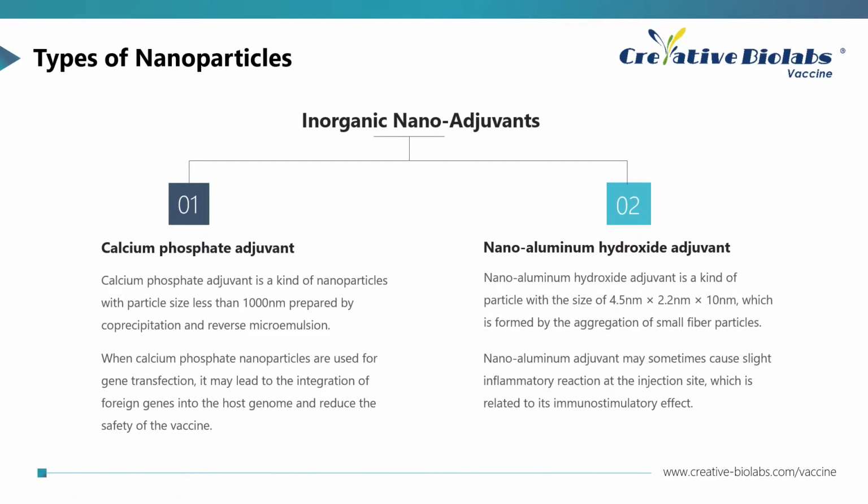Nanoaluminum hydroxide adjuvant is a kind of particle with a size of 4.5 nanometers by 2.2 nanometers by 10 nanometers, which is formed by the aggregation of small fiber particles. It is a nanoadjuvant formed by molecular modification on the basis of traditional aluminum adjuvant. The auxiliary effect of aluminum adjuvant on cellular immunity is not obvious, thus, it is only suitable as a vaccine antigen adjuvant with strong immunogenicity, or mass production. However, nanoaluminum adjuvant may sometimes cause slight inflammatory reaction at the injection site, which is related to its immunostimulatory effect.